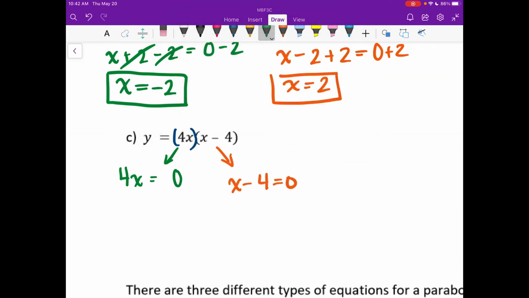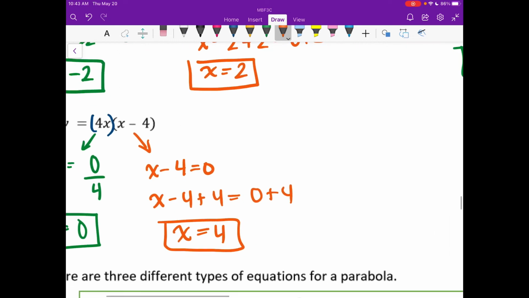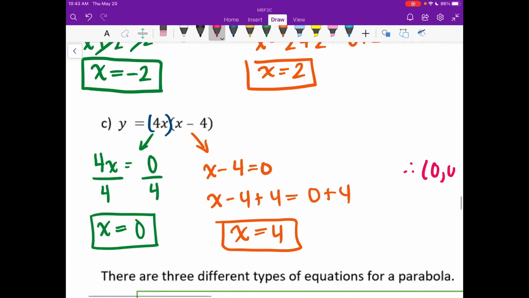So then 4x, in order to get rid of that, we're just going to divide both sides by 4, and then 0 divided by 4 is just still 0. So x is equal to 0, and then on this side, we're going to do x minus 4 plus 4 equals 0 plus 4, so x is equal to 4. Therefore, our x-intercepts are 0, 0, and 4, 0. Okay?